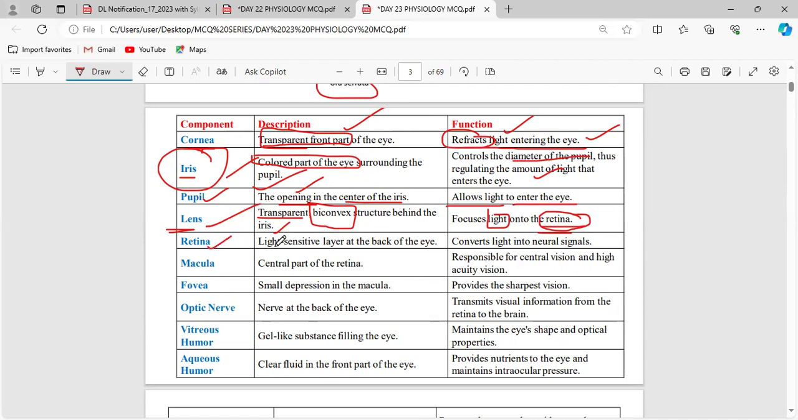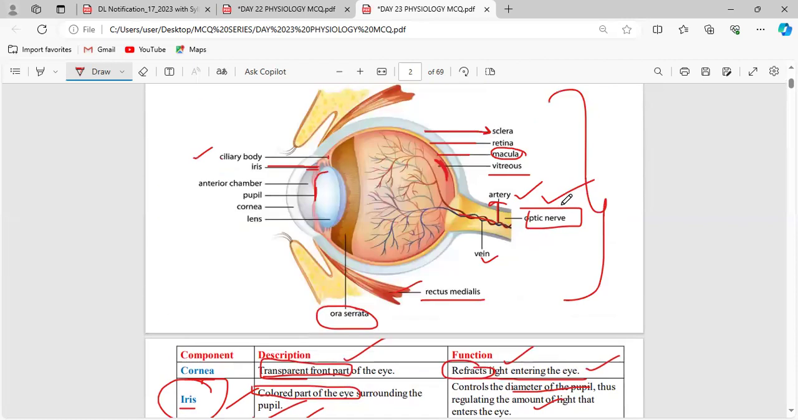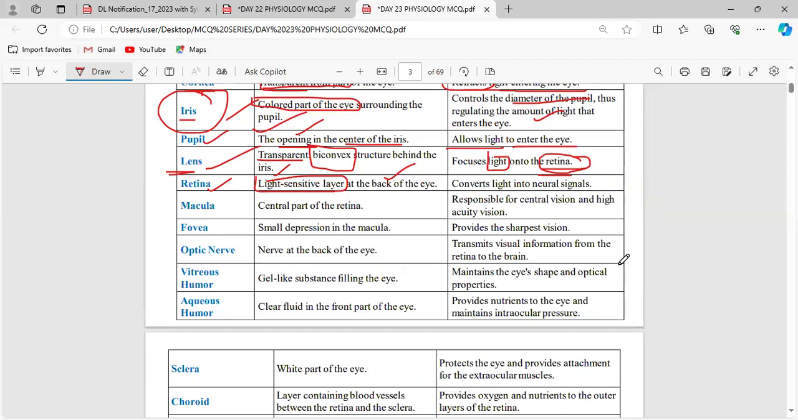Now, what is the retina? It is a light-sensitive layer present at the back of the eye. Where is the retina here? This is the retina. It is not present in the front of the eye, it is present in the back. What is the function of the retina? It converts the light into neural signals. These signals have to reach the brain so that the brain can perform its function and we can react to the stimuli.